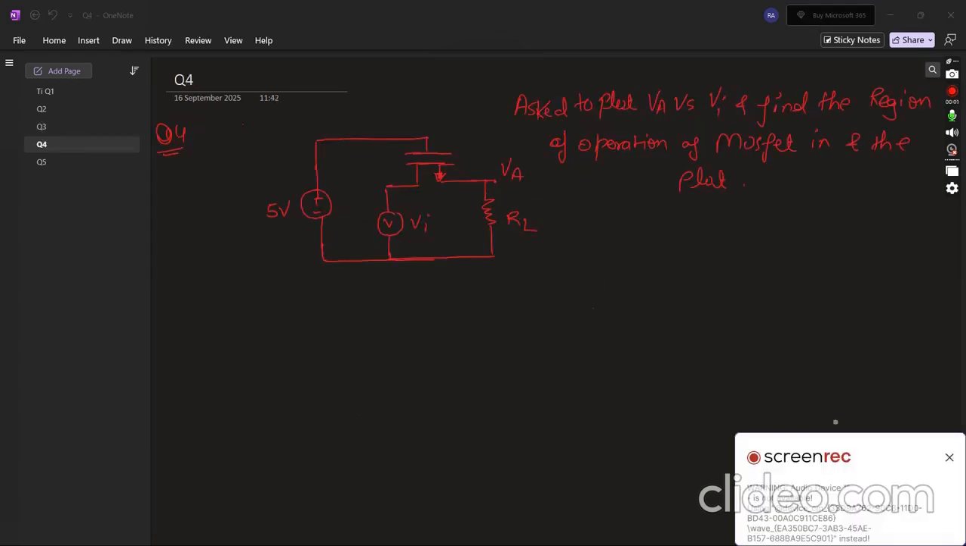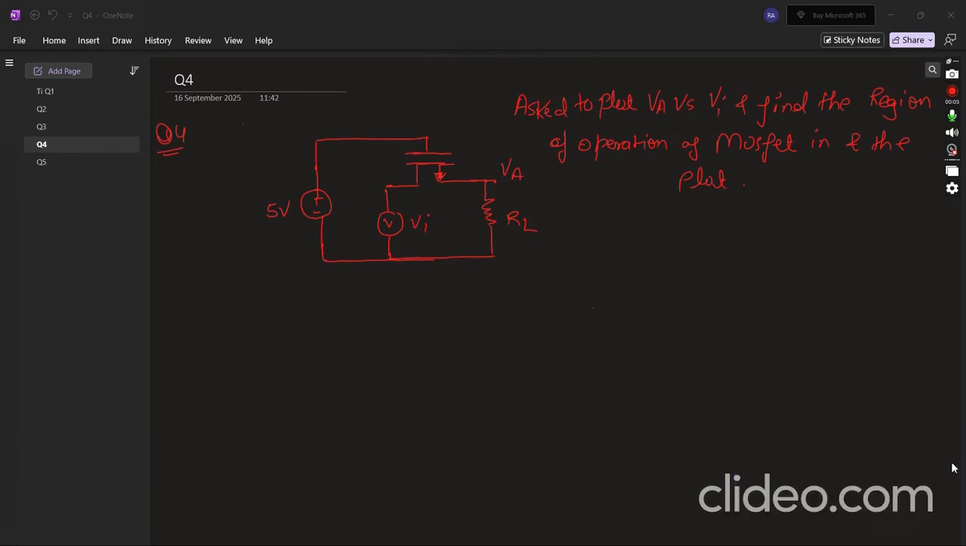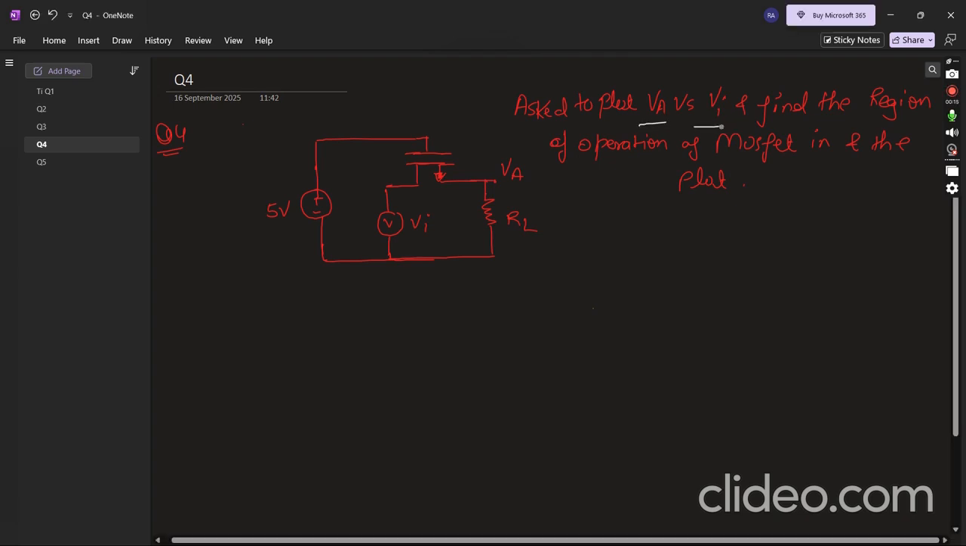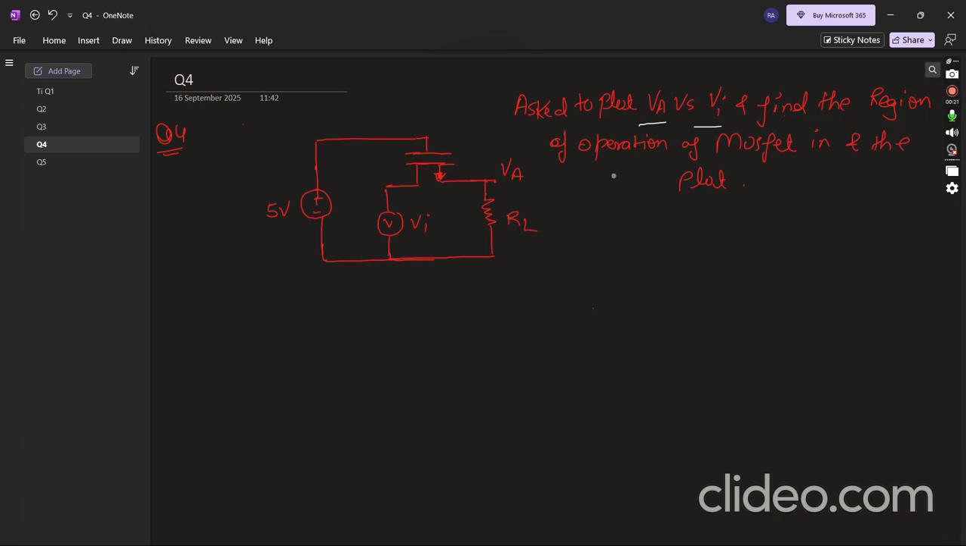So these last two questions are a little bit tricky. In this interview, they gave this question, and he asked to plot between VA and VI. This is VA and this is VI, and find out the region of operation of the MOSFET.